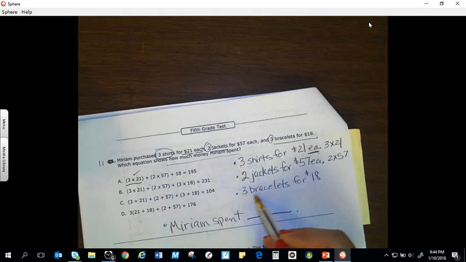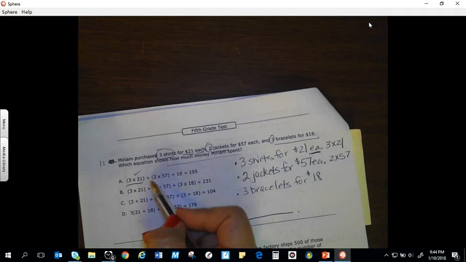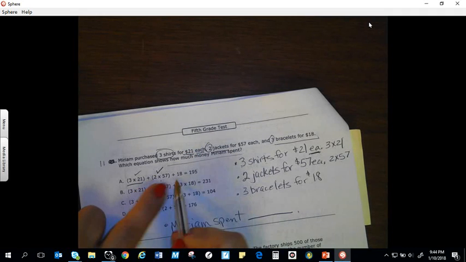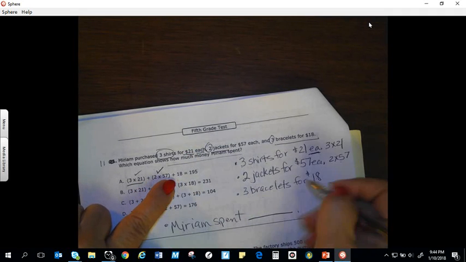3 bracelets for $18. Okay? Didn't say each, that was total. So now we have the 2 times 57, that checks, then plus the 18. Well, that's what we want to do, so that's there, and that'll be 195. So this is a good, strong possibility.